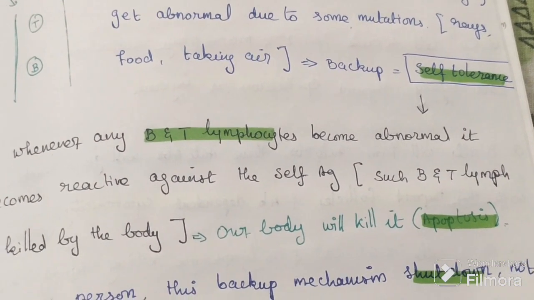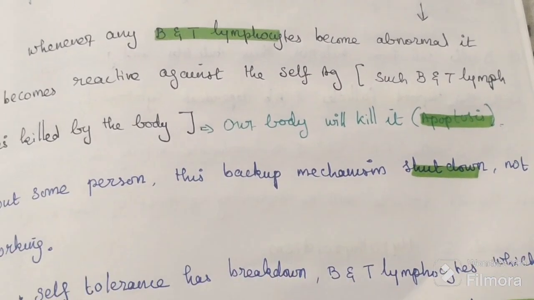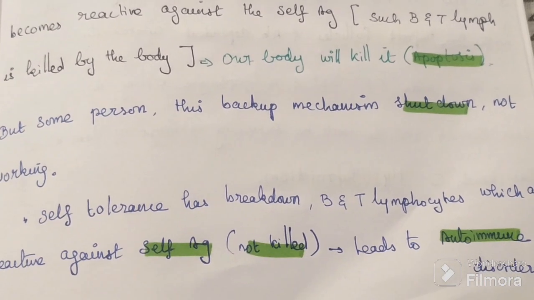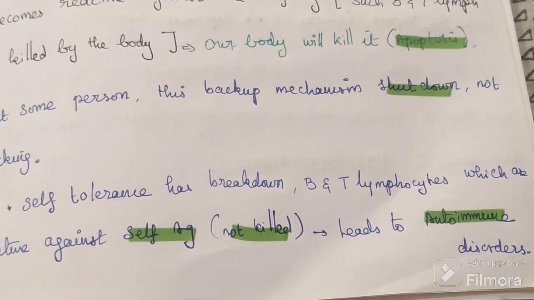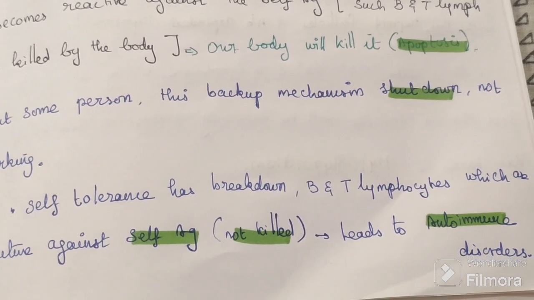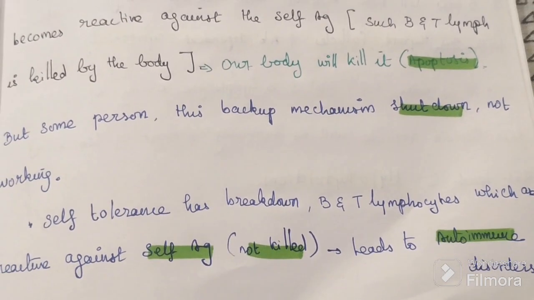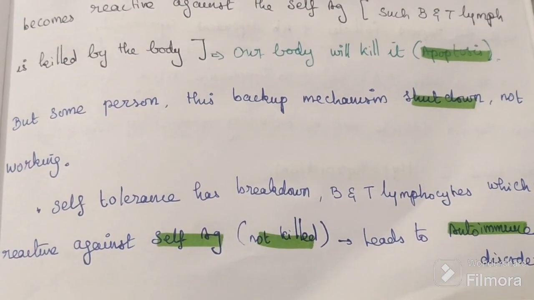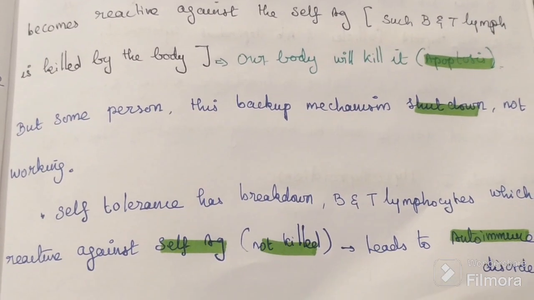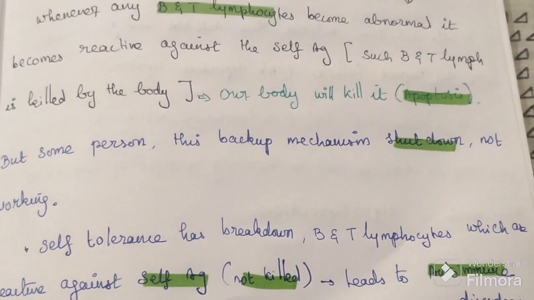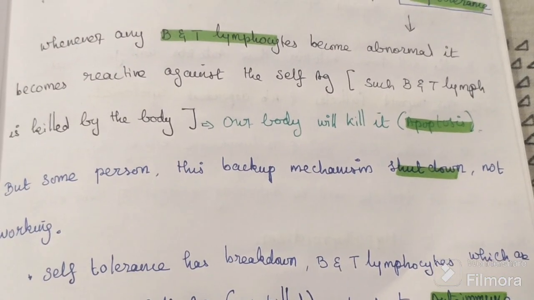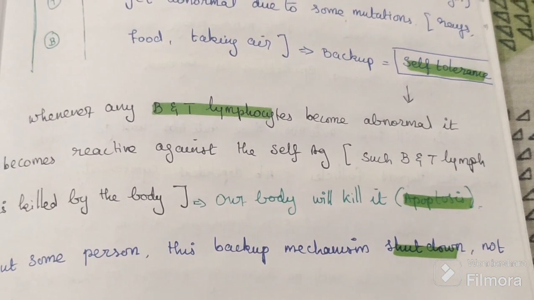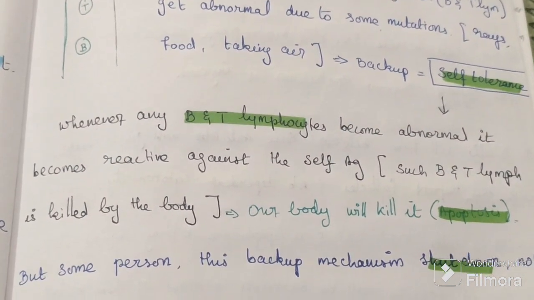Because the cell is against the self-antigen. That's why most of us don't have autoimmune diseases, because we have self-tolerance. Self-tolerance is present, that's why we don't have any autoimmune diseases. That is the meaning of self-tolerance.